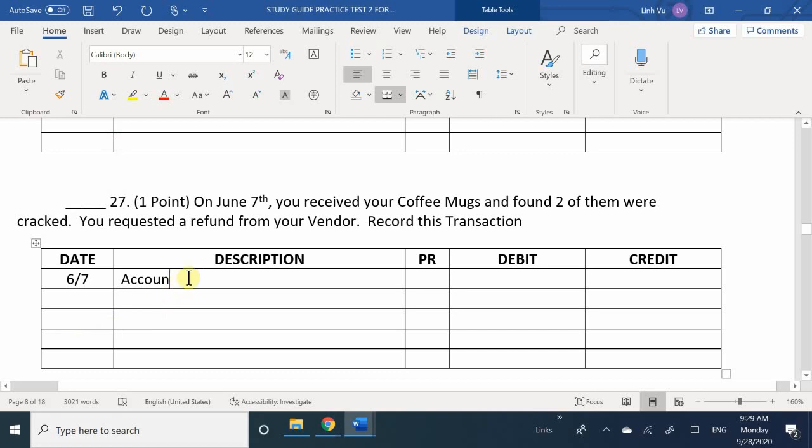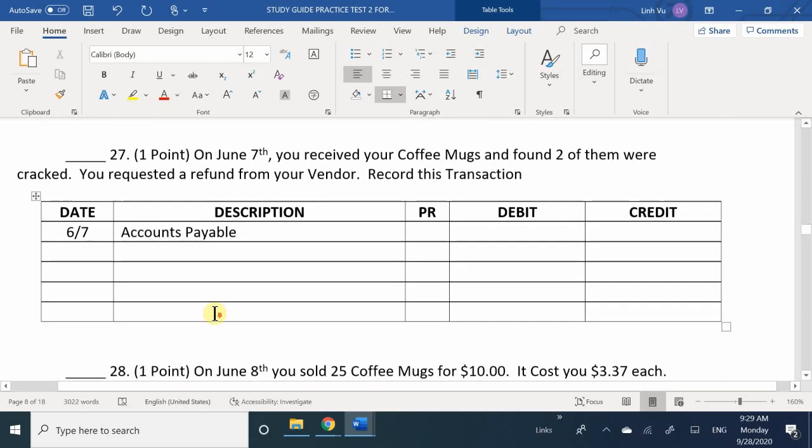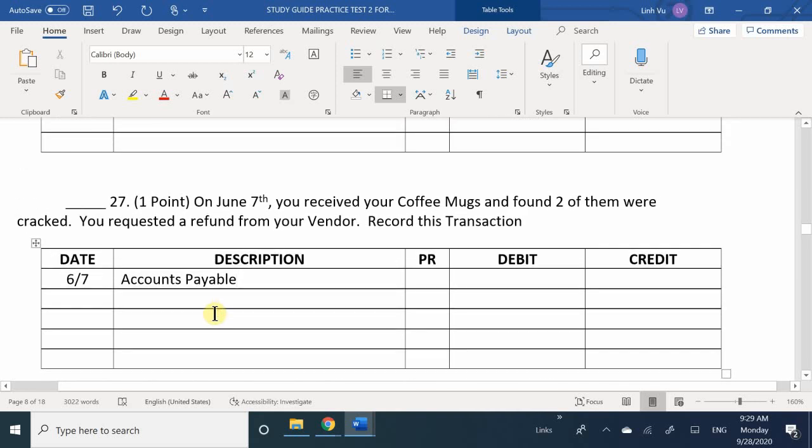How did we actually pay the vendor? On account? On account, correct. We never gave them money. So the one thing that they're going to do is give us a credit memo, right? It's going to reduce the amount that we owe. So same thing here, right? We're going to decrease the amount that we owe, right?